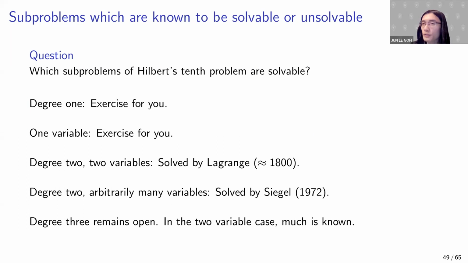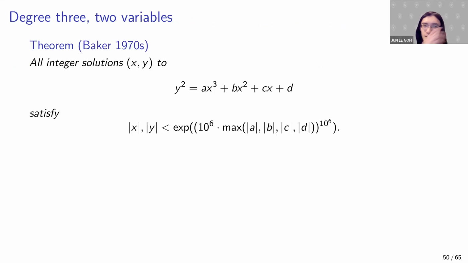In the two variable case though, quite a bit is known. And I won't try to survey all that is known here, but I want to give you an example of the things that people know. One of these things is the following theorem of Baker from the 1970s. So this is what you would consider transcendental number theory, perhaps.